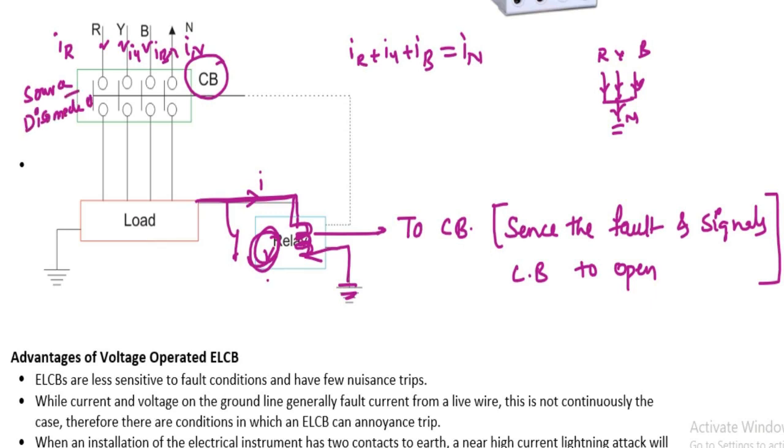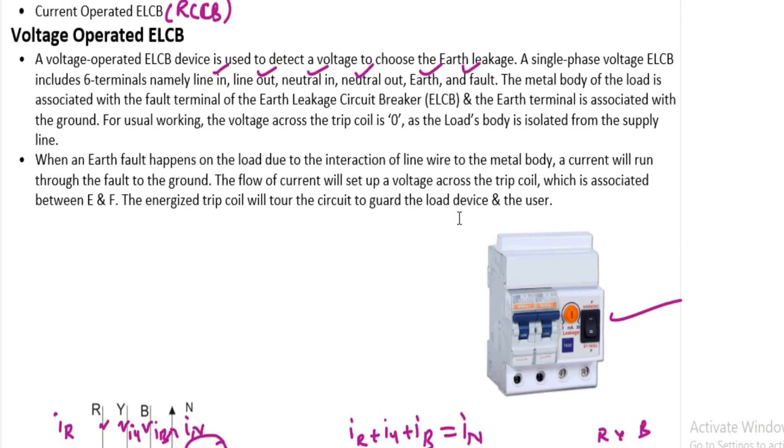Generally the voltage available across this relay is 0 without any short circuit to the ground. But whenever there is contact between the human body and the load, whenever there is a leakage current, this voltage will never be 0, and this voltage will be detected by the relay, and this relay sends the trip signal to the circuit breaker. That circuit breaker will open circuit the source. So this is the function of the voltage operated circuit breaker.